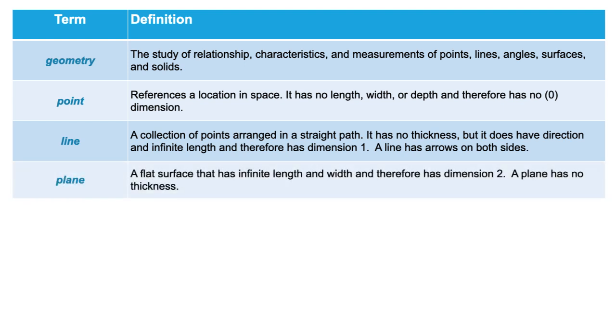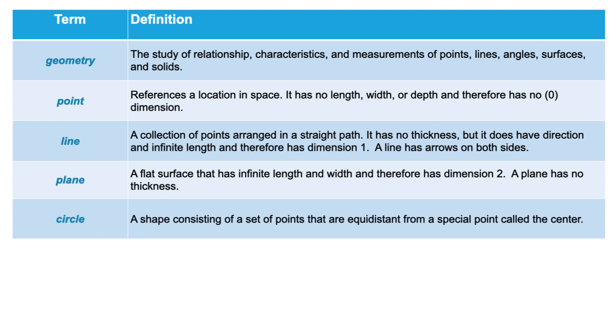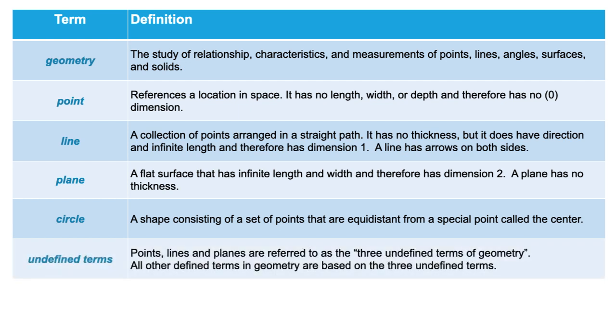A plane is a flat surface that has infinite length and width, and therefore has dimension 2. A plane has no thickness. A circle is a shape consisting of a set of points that are equidistant from a special point called the center. Now notice in the word circle, we included in the definition another word, point. There are three undefined terms: points, lines, and planes. All other defined terms in geometry are based on these three undefined terms. So we'll look for the definition of terms and we'll see how they relate to points, lines, and planes.